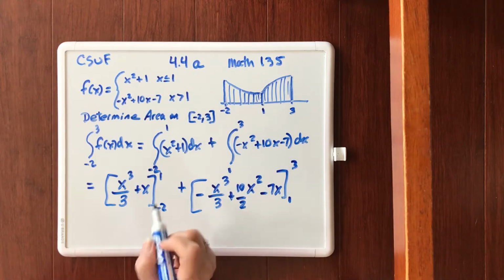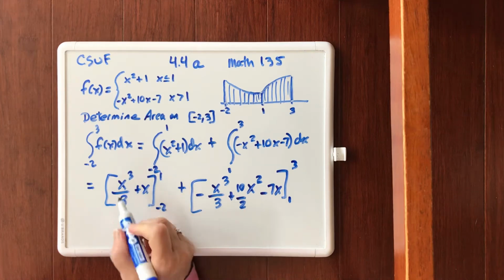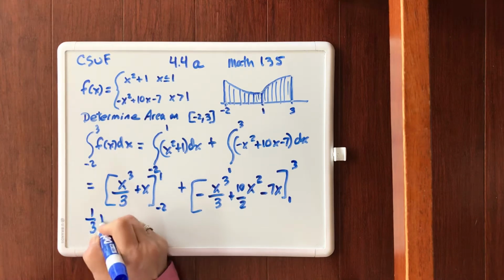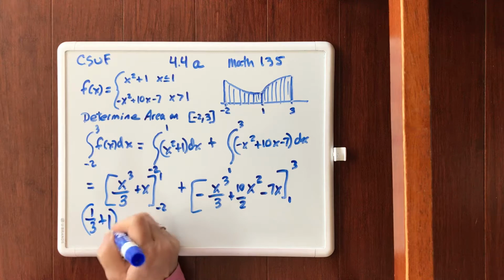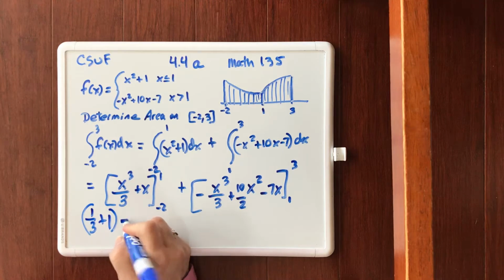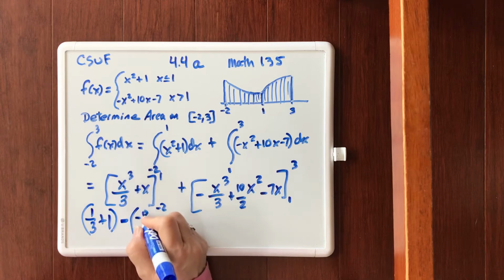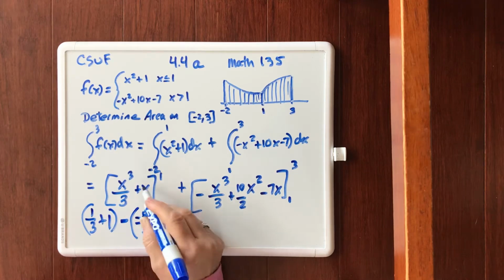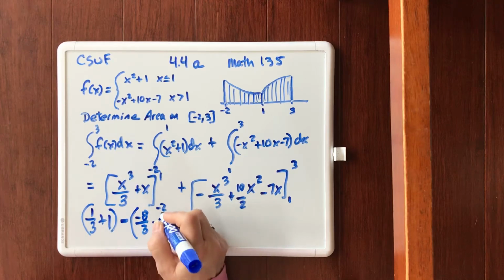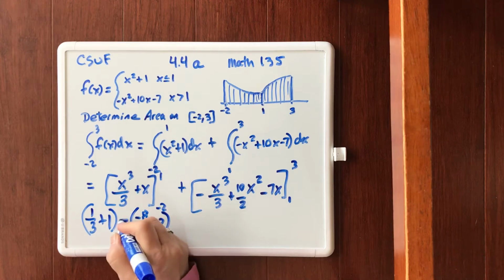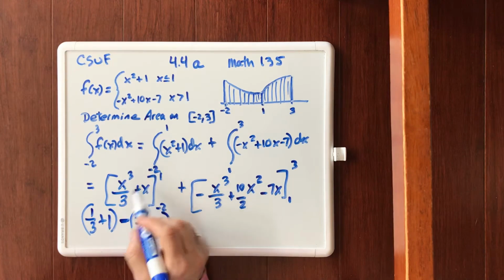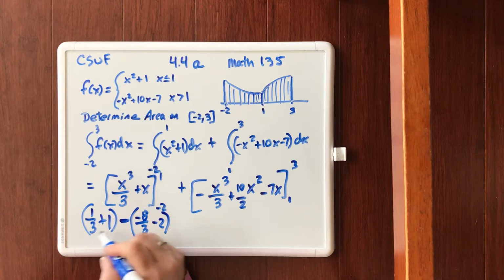Okay, so on the first one, we're going to put 1 in here first. We get 1/3 plus 1. And we're going to take that and minus it by putting in a negative 2. Negative 2 in there is negative 8, and negative 2 in there is negative 2. Okay, so that's minus. Remember, we put it in b minus a. All right, so that's one group.